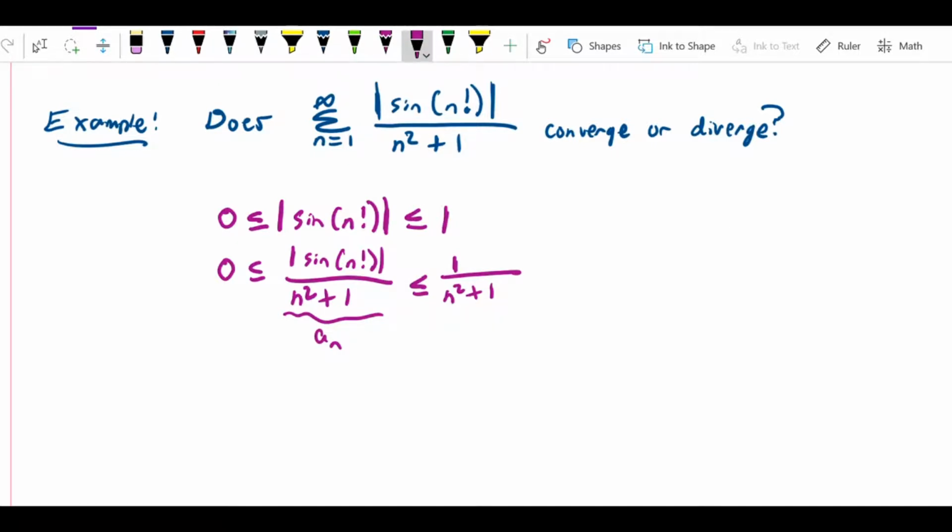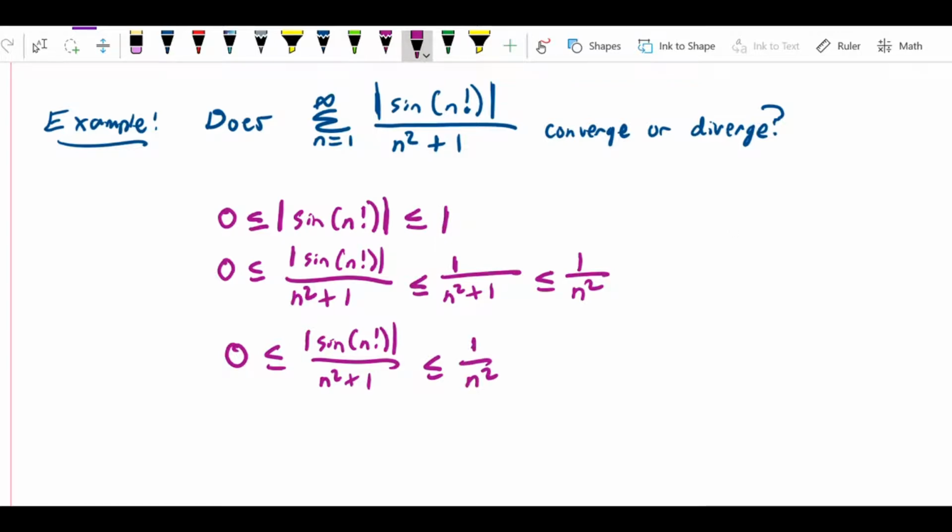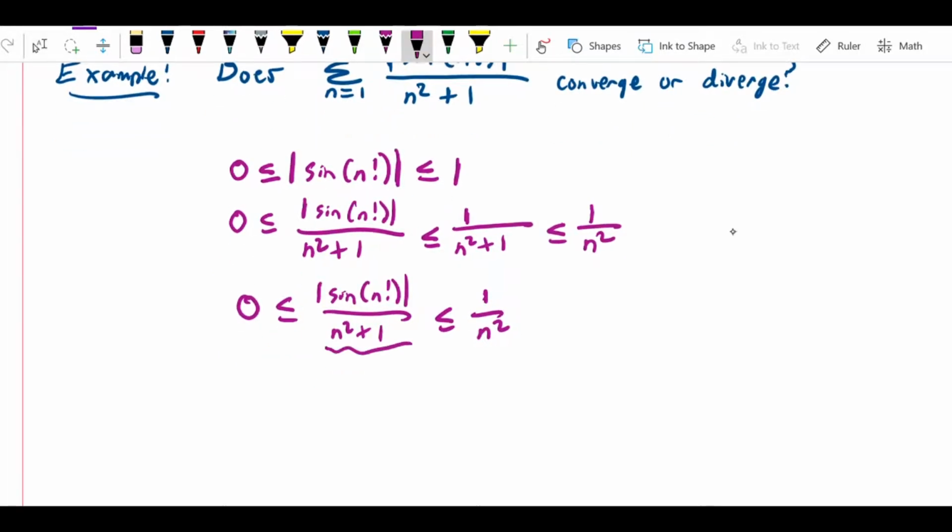So this is certainly true, and we need one more step. We need to know that that's less than or equal to 1 over n squared. How do we know that? Because we're making the denominator bigger. So let me just take that away. I'm going to write the inequality that I actually care about. What this shows is that 0 is less than or equal to the absolute value of sine n factorial over n squared plus 1, which is less than or equal to 1 over n squared. In other words, if this expression is less than 1 over n squared plus 1, and 1 over n squared plus 1 is less than 1 over n squared, then it's certainly the case that this term is less than 1 over n squared. So now I have, in terms of the DCT, that's my an and that's my bn.